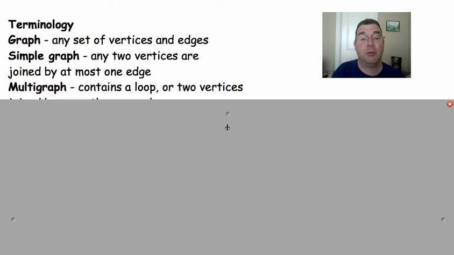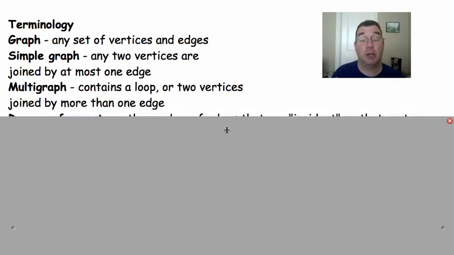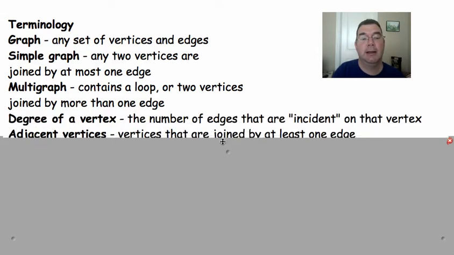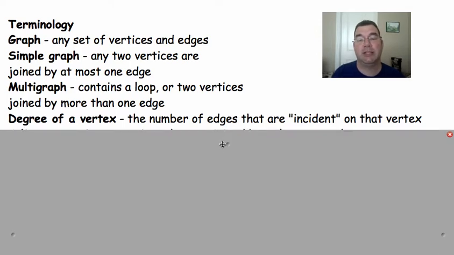And so the opposite of that would be a multigraph, where you might have a loop that starts and ends at the same vertex, or you might have two vertices that are joined by more than one edge. So that's a multigraph. If we're talking about the degree of a vertex, that just means the number of edges that touch that vertex. And a loop is kind of a tricky situation because it does start and end at that vertex. So I believe whenever you have a loop, you count the start and the end of that edge as two separate edges. But we'll see in examples how that's handled.